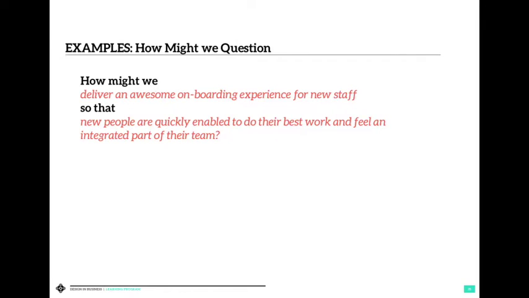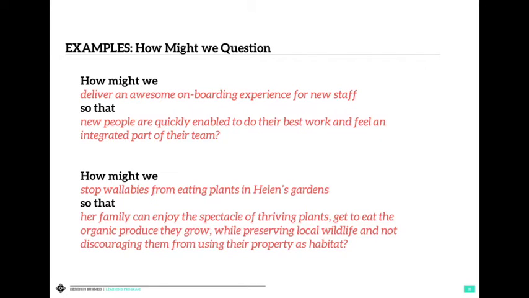Here's an example of the how might we question. I always like to do the how might we so that, same as the cause and effect of the problem statement. So how might we deliver an awesome onboarding experience for new staff so that new people are quickly enabled? So it's always good. You must talk about the benefit that you're actually trying to achieve.